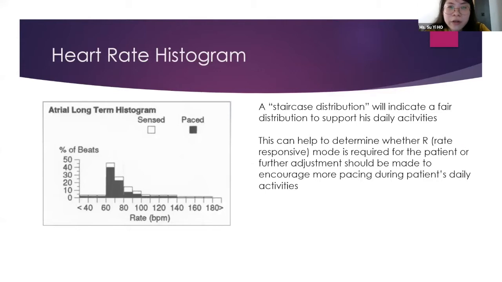Okay, following on, I'll look through all the trends as well. So one of the different trends we'll look through is the heart rate histogram. The pacemaker is designed to mimic the human heart, so it makes sense to expect higher ventricular rate pacing when exerting or doing exercise. So an ideal situation for a histogram would be to see a staircase distribution to indicate that there's a fair distribution to support patients' daily activities.